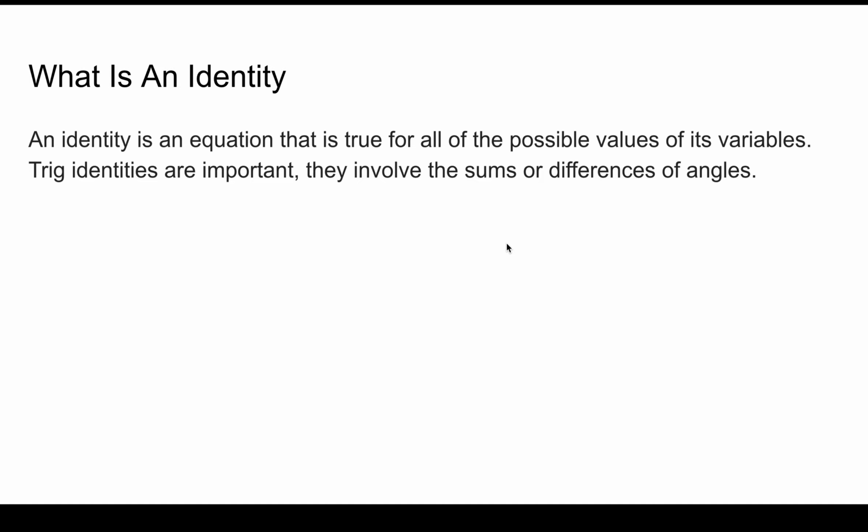So first of all, what is an identity? An identity is an equation that is true for all the possible values of its variables. Trig identities are important. They involve the sums or differences of angles.